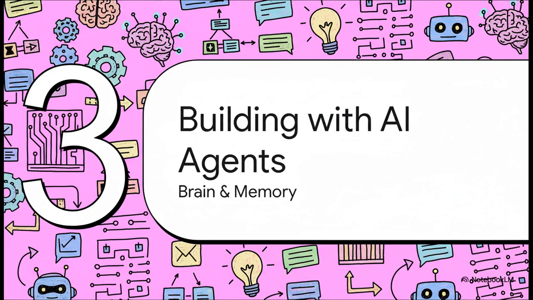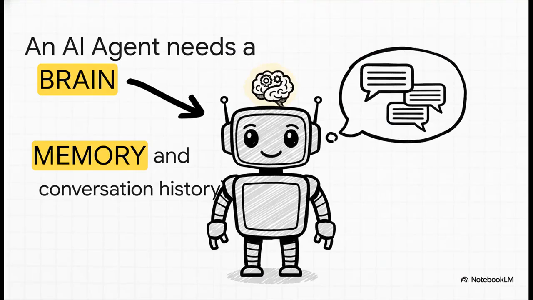Okay, we get the rules, we get how apps talk to each other. Now for the really exciting part. We're going to graduate from simple automation to building a genuine AI agent. This is where everything changes. So what's the difference between a simple workflow and a real AI agent?